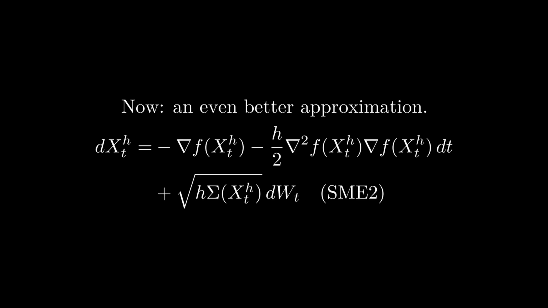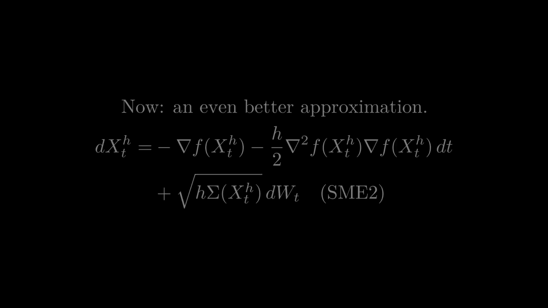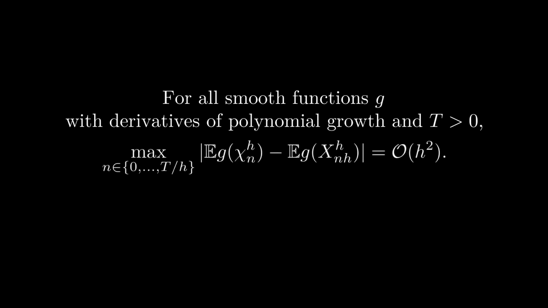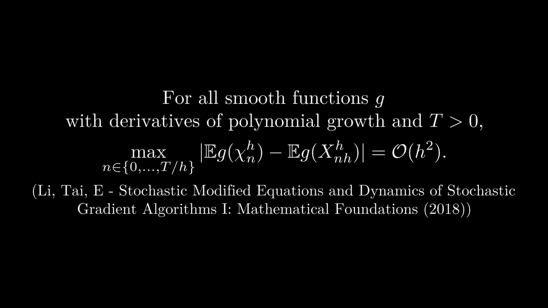Now, we can find approximations which are better than first order. By adding an h-dependent term to the drift coefficient of the first order SME, we can derive a second order diffusion approximation, at least in the case of constant learning rate. The previous approximation result improves so that the error converges now to 0 quadratically as h goes to 0, which again has been shown by Li, Tai, and E previously.